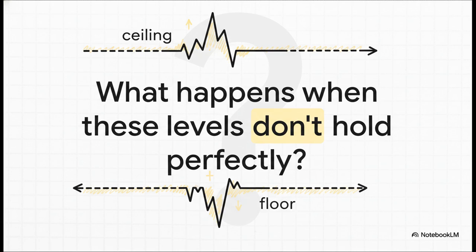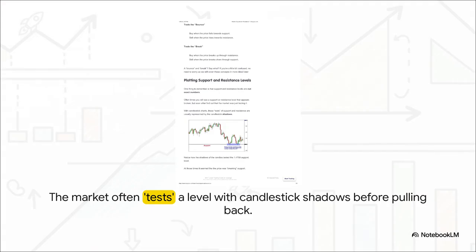Exactly. What happens when the price just kind of pokes its head through the floor for a second and then jumps right back up? Or it just grazes the ceiling and then falls back down? This is where the real art of reading a chart comes into play. See those little thin lines on the candlesticks, the shadows or the wicks that are poking just below that support line? That's the market testing the level. It's like it's dipping a toe in the water to see if there are enough buyers down there to hold the line. And in this case, the buyers showed up, they held strong, and the price popped right back above support.